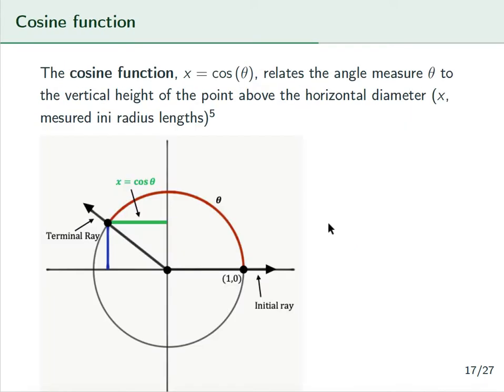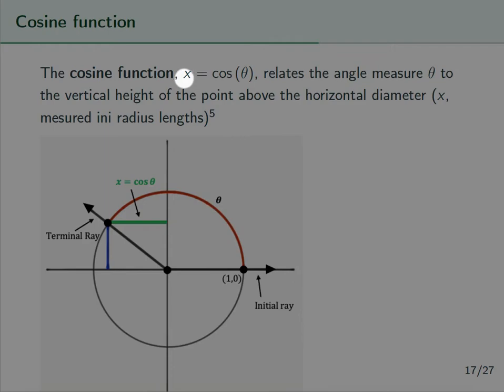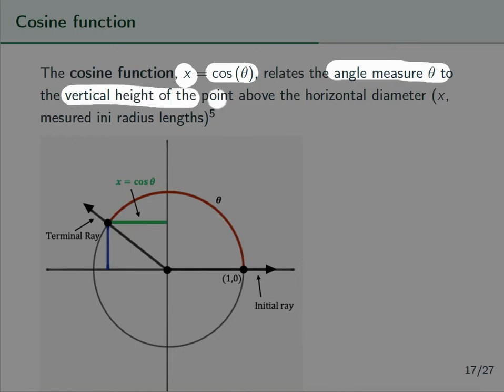So what about the cosine function? The cosine function has a similar idea, but it measures... So x here does not mean the input. When we say x as an x coordinate in Cartesian coordinates, x comma y, x equals cosine theta relates the angle measure theta to the vertical height of the point from the horizontal diameter.